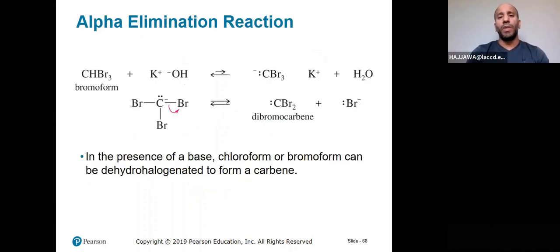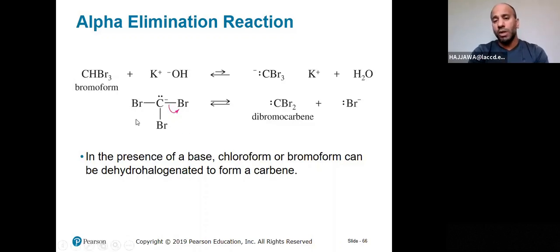The third method is the alpha elimination reaction, which is the use of a haloform. In this case it is bromoform, CHBr3, with a base and water. Water is basically the solvent. So what is the hydroxide going to do? Hydroxide is going to deprotonate the bromoform, and that's going to give me the anion. This anion will have one of the halides kicked off to form KBr, which is an ionic compound. That's the motive for this step to happen.